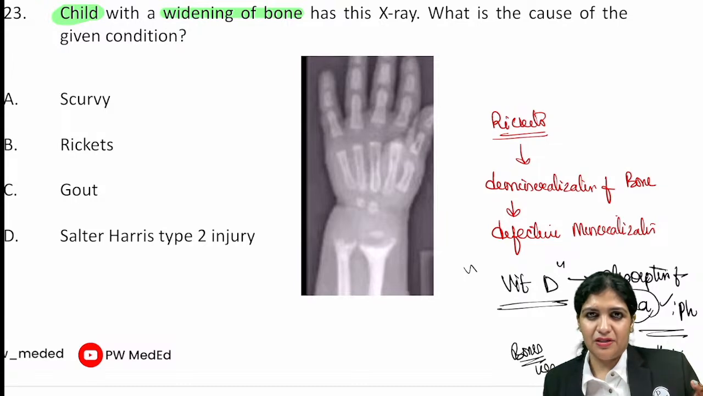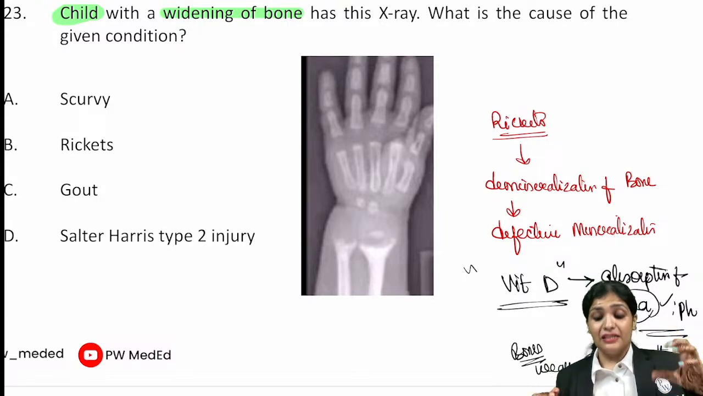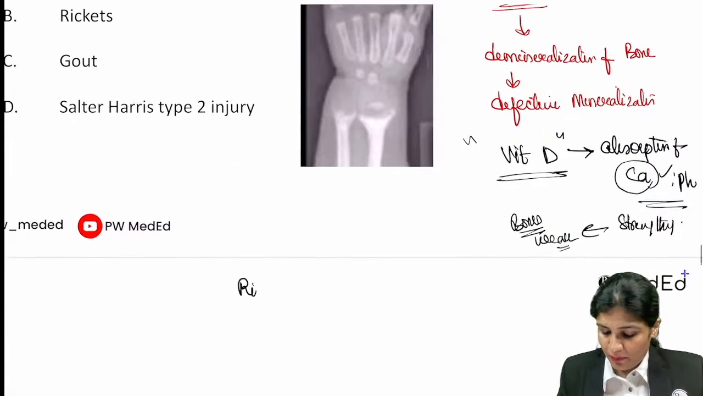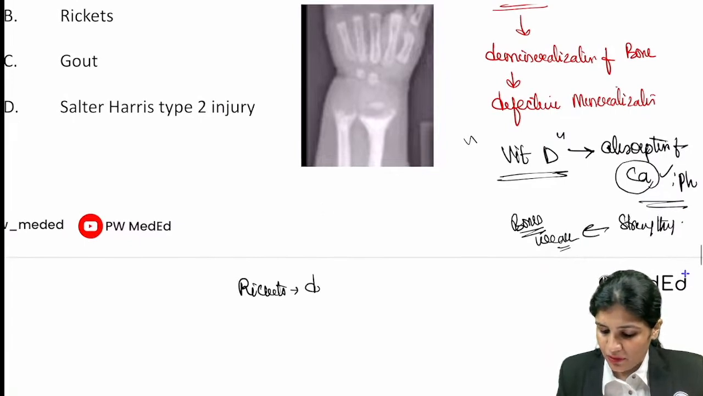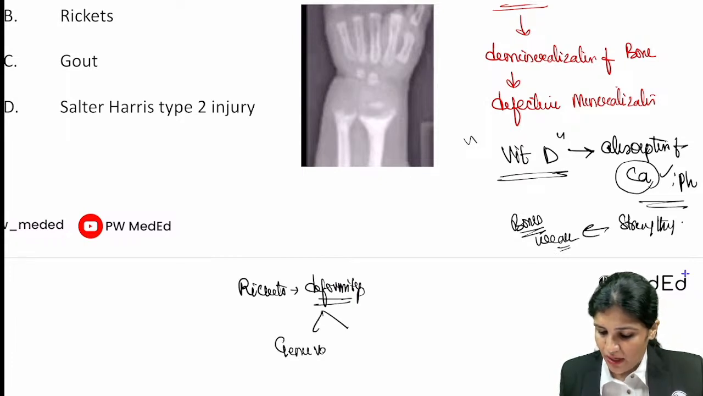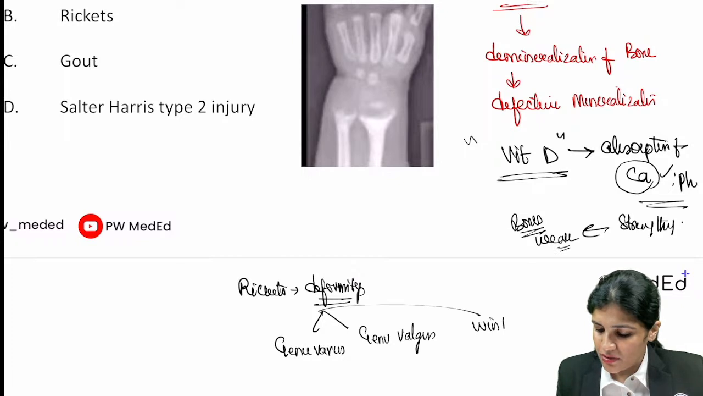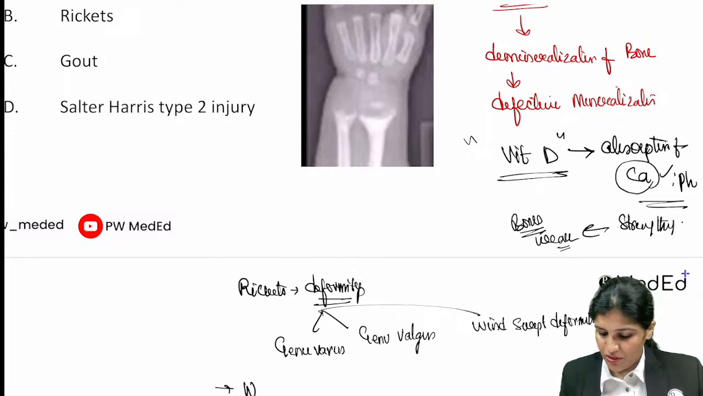So because of this defective mineralization, the bones become weak, and now because of the weak bones they go into deformities. So classically in the rickets, the patients present with deformities, right? So the most important thing in case of rickets is the deformity. So what are those various deformities? First you see genu varus, then you can also see genu valgum, and then you can also see your wind swept deformity, right, in case of children. And then in case of your wrist joint, you see there will be a swelling and a widening.